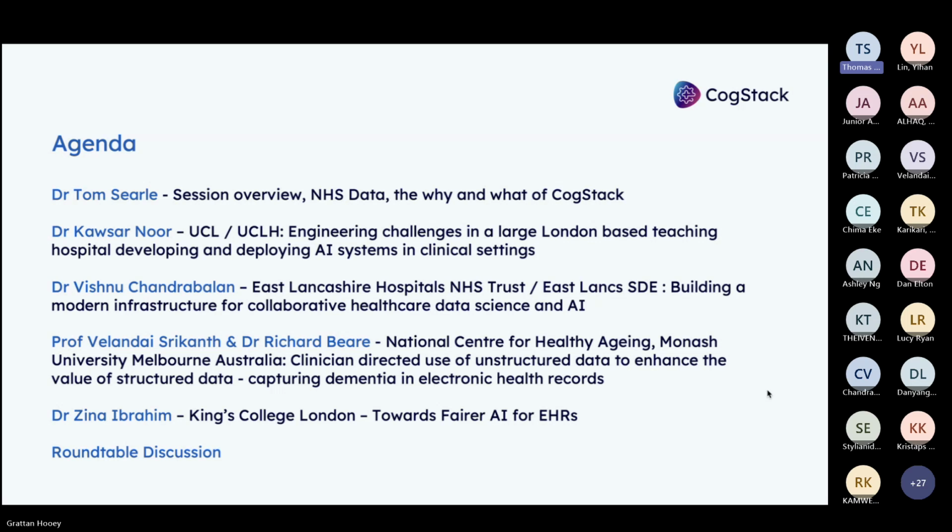In particular, talking about modern infrastructure. And it's really interesting because he's a surgeon by training as well, and how he's built infrastructure to improve data science and AI capabilities, both for his teaching hospital as well as the SDE that he's building.